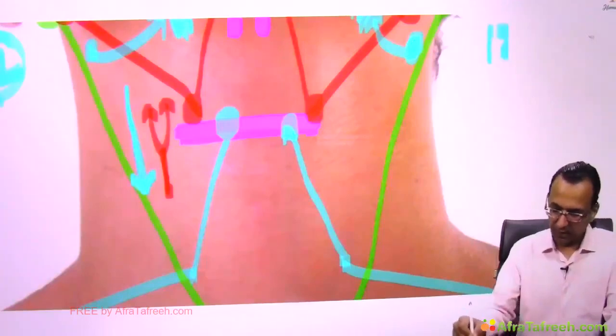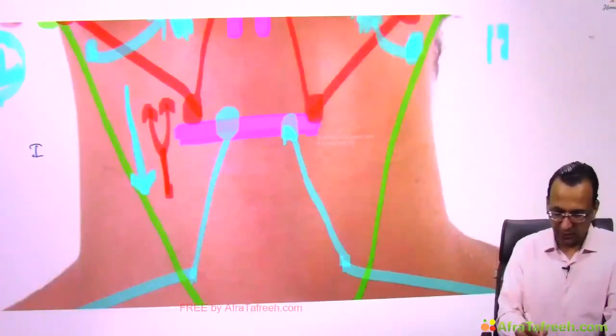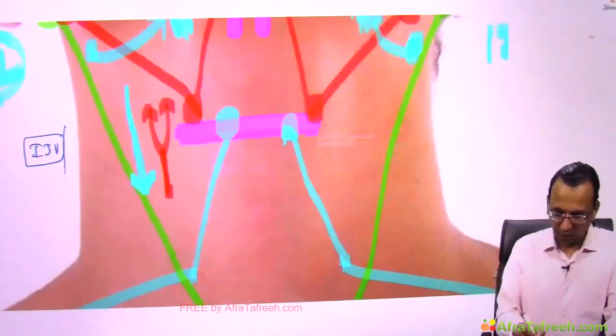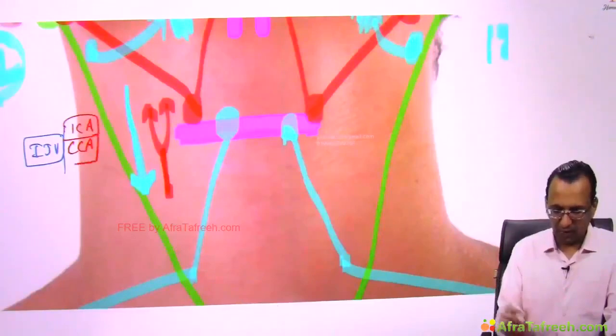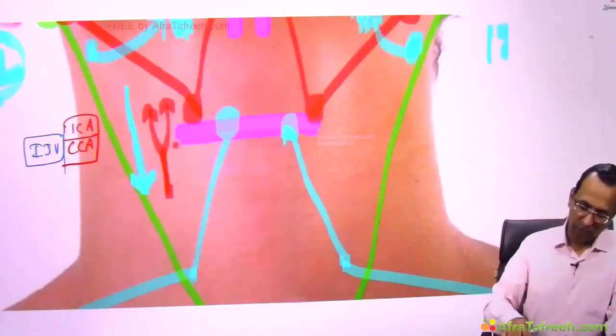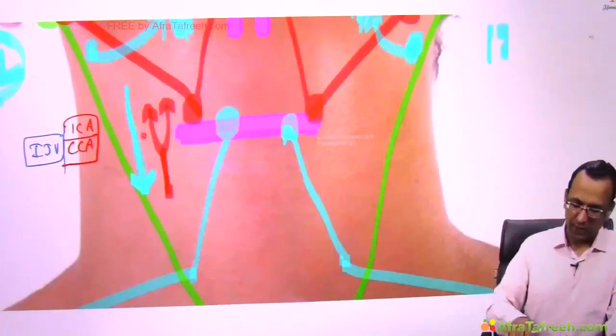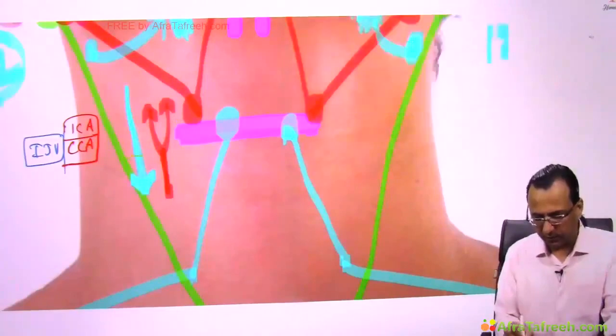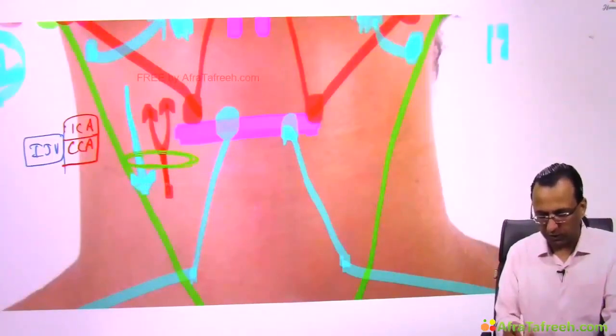You are telling that there is some internal jugular vein, and what is medial? Medial is the common carotid artery continuing as internal carotid artery. So this is common carotid artery continuing as internal carotid artery, and external carotid artery will come out of that sheath you are talking about. Yes, carotid sheath. This is the carotid sheath.